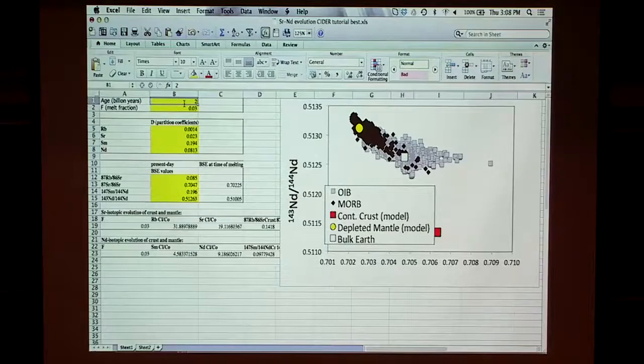Yeah. What do you think, Bill? Do you like 2? 1.8? 2.5? 2.5 is a little old, probably.